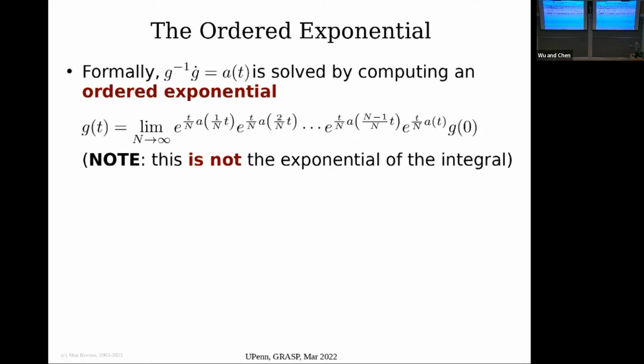No, they don't commute. That's exactly the point. This is why you can't do the exponential of the integral, because they don't commute. If it was a commutative group, you could do that. Yeah, this is spot on.